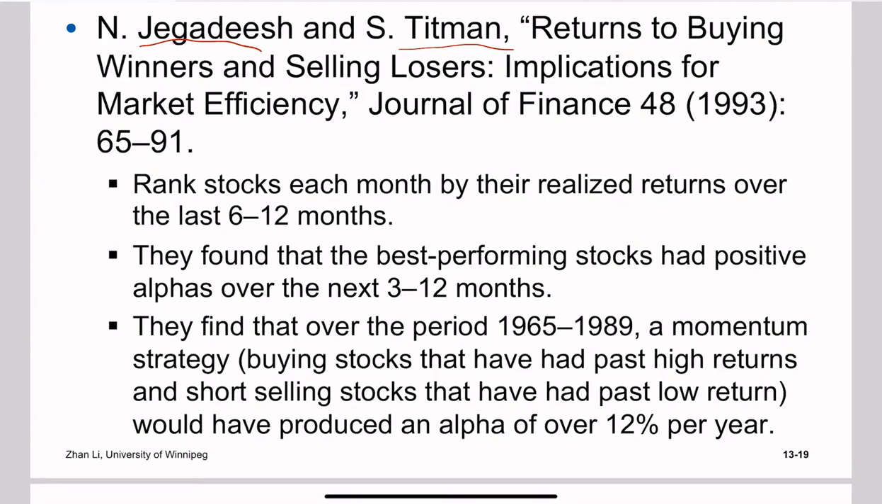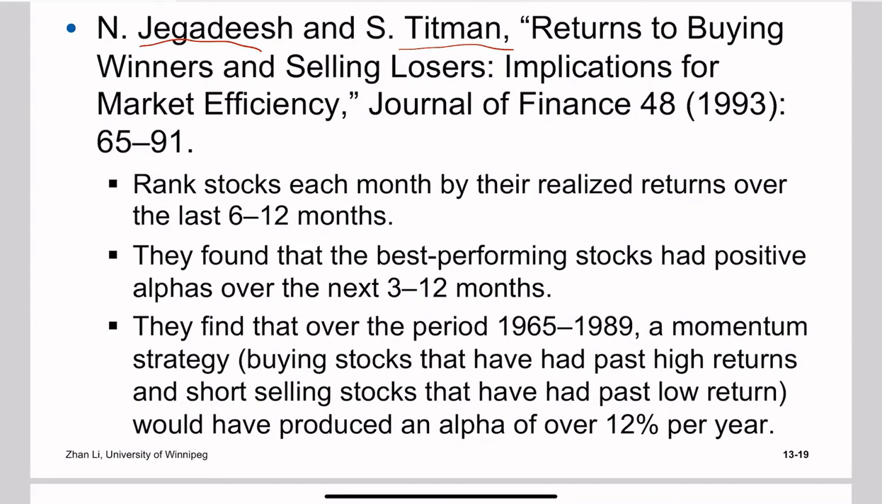In the end, they find out that using the data from 1965 to 1989, a momentum strategy, that is, you would buy stocks who are past winners, and you would short sell stocks who are past losers. This kind of momentum strategy would actually generate an alpha of 12% every year.